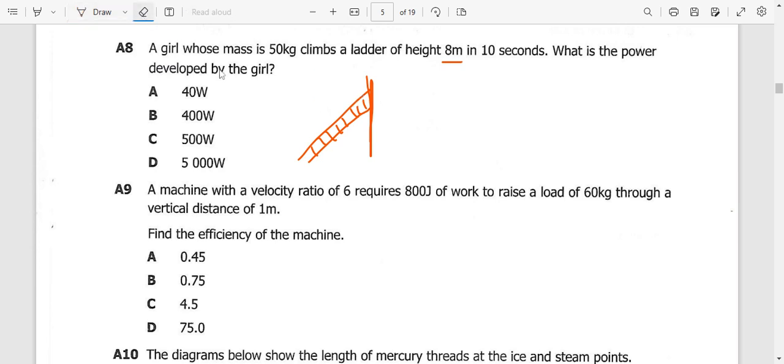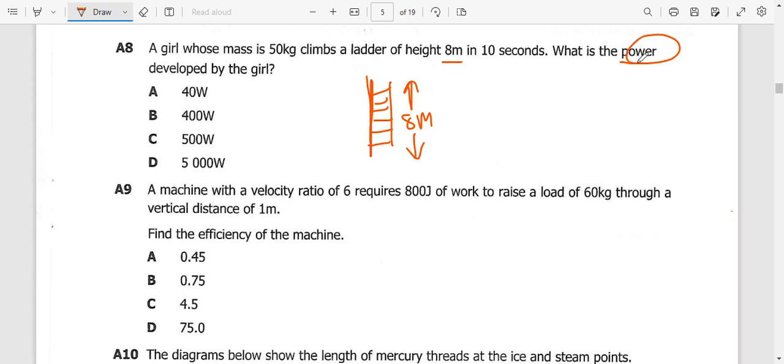So not the way I've put it like this. We'll take it that the ladder is straight like that and it's 8 meters. Now you want to find the power developed. Now power is given by work over time. Okay, but how do you find work? Remember, this is going up. How do you find work?